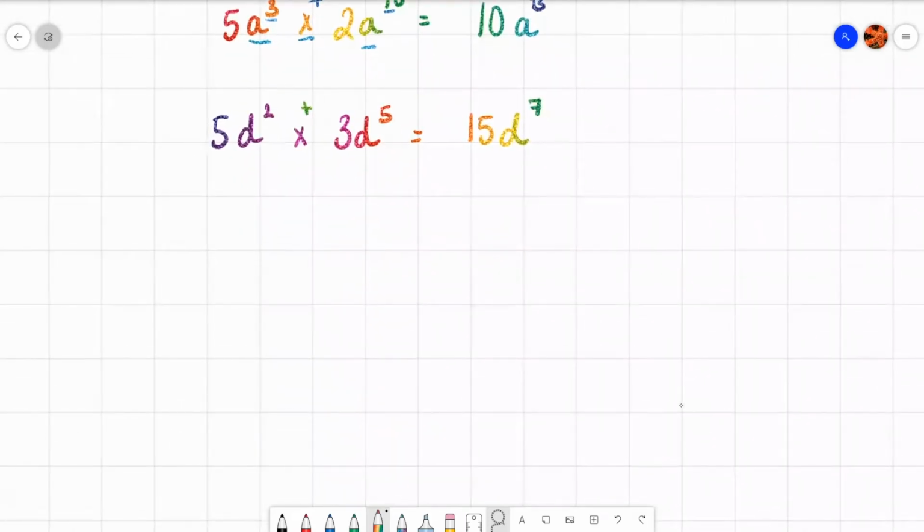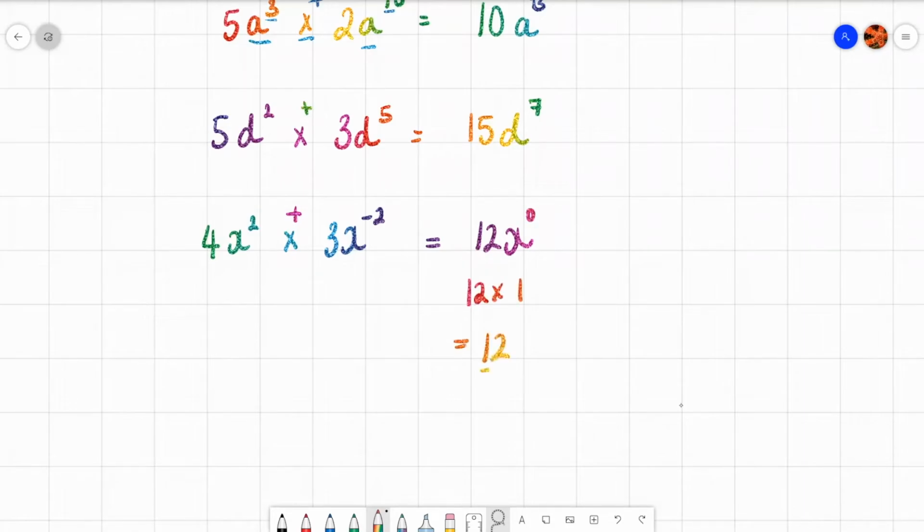I can have something like 4x squared times by 3x to the power of minus 2. So again, just multiply the numbers. 4 times 3 is 12. x, and then obviously it's a times, so I add the powers. I do 2 add minus 2. However, 2 add minus 2 makes 2 minus 2, which is 0. Right, we have a bit of a problem here because x to the power of 0 is 1, so that becomes 12 times 1, which is just 12. Okay, so we're using quite a few laws of indices here to answer the questions.